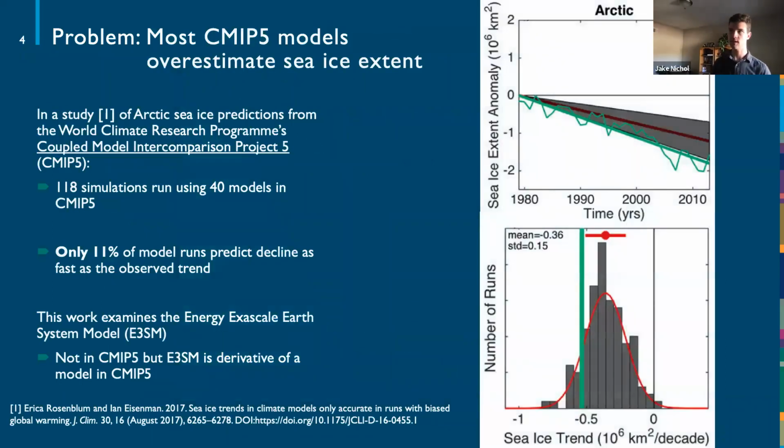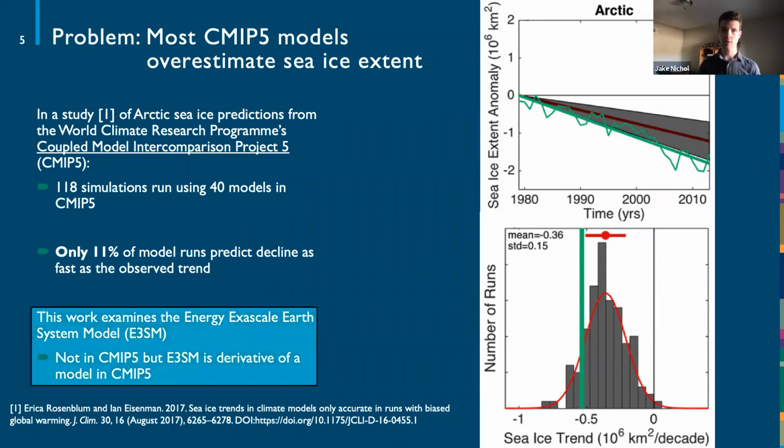In 2017, a study was published showing that 11% of model runs from CMIP5 were predicting sea ice extent decline as quickly as we are observing. So most of them predicted that the sea ice extent was declining slower. In the work that I'm going to be presenting, we are examining the Energy Exascale Earth System Model, which is the Department of Energy's flagship coupled climate model.